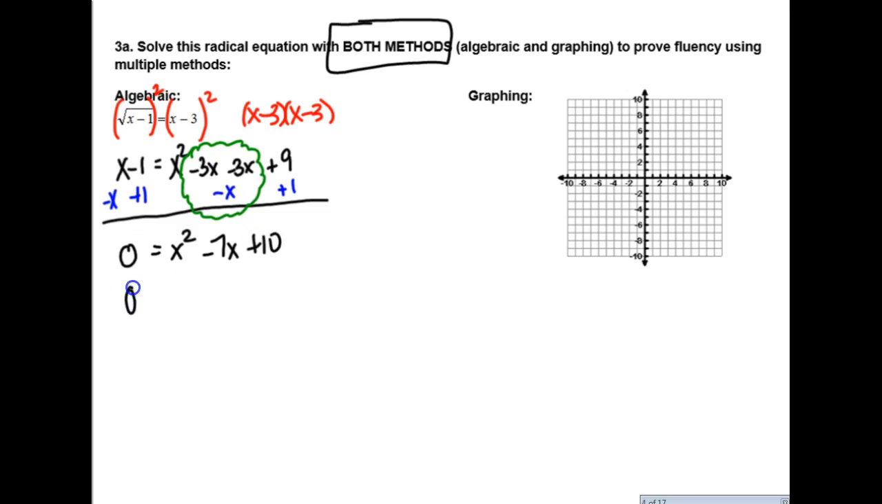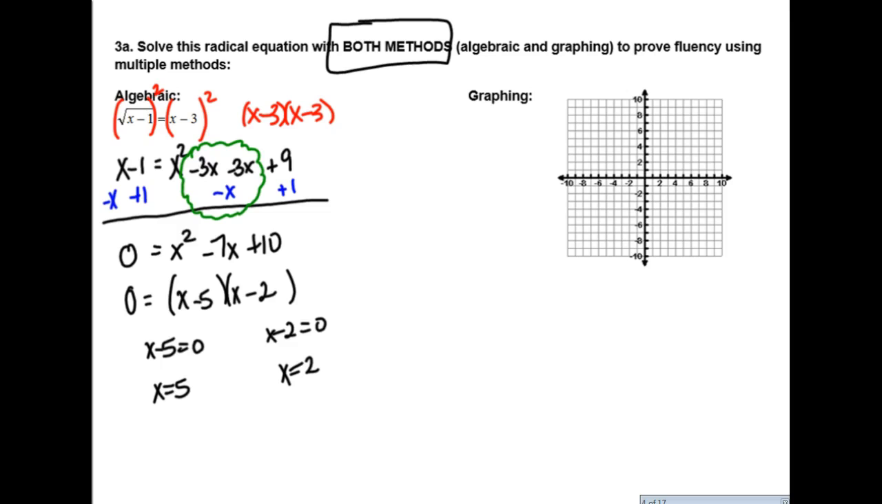And this quadratic for our questions should always come out factorable. So I'm looking for numbers that multiply to positive 10, but I need them to add up to negative 7. So what if we tried a minus 5 and a minus 2? So when you solve both of those factors, right now I have 2 solutions from the algebraic method. I have x equals 5 and I have x equals 2.